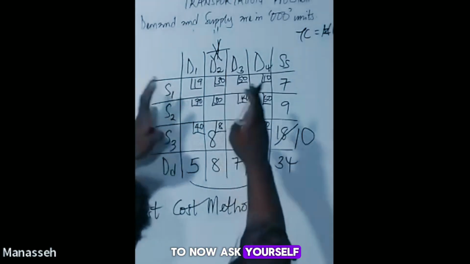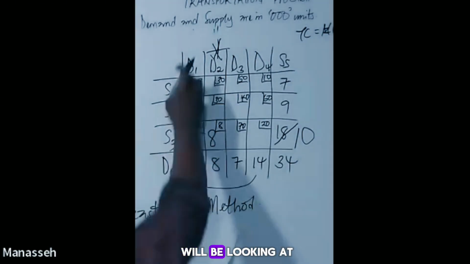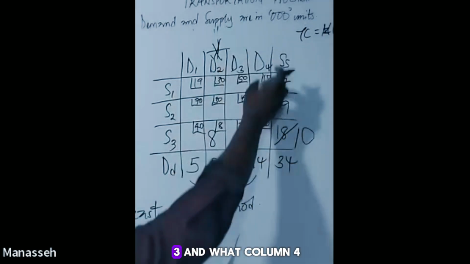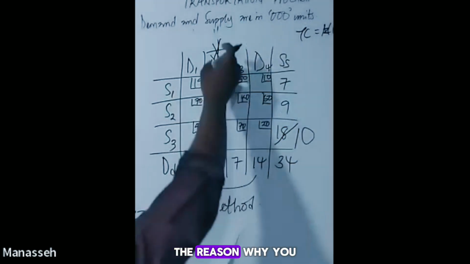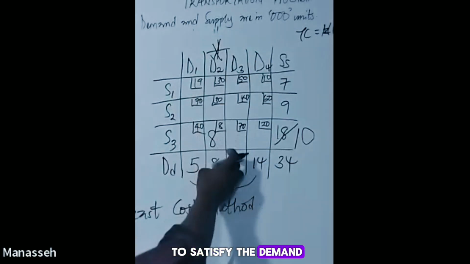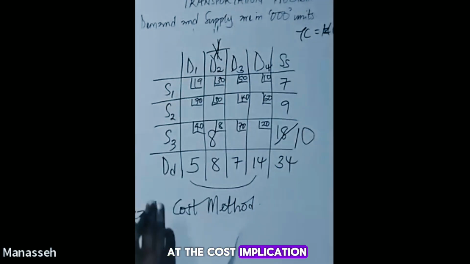Now, having done that, you are expected to ask yourself, where is the next least cost? The next least cost that you'll be considering will be looking at column 1, column 3, and column 4. The reason why you are not looking at column 2 again is because you have been able to satisfy the demand at that particular column, so there is no need of looking at the cost implication at that particular point.